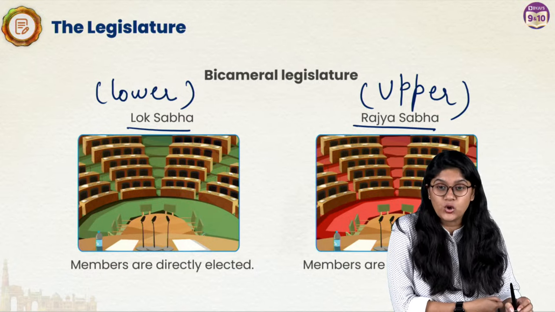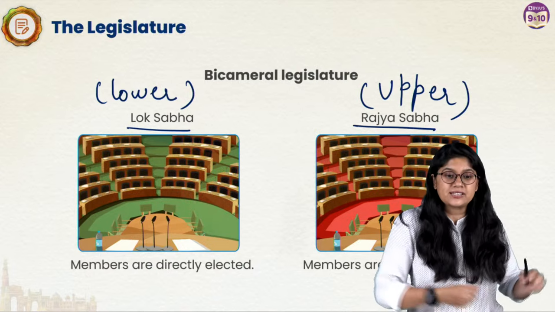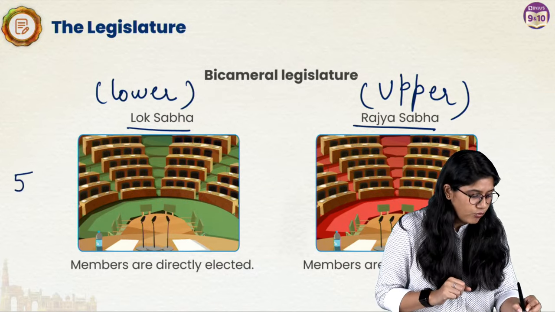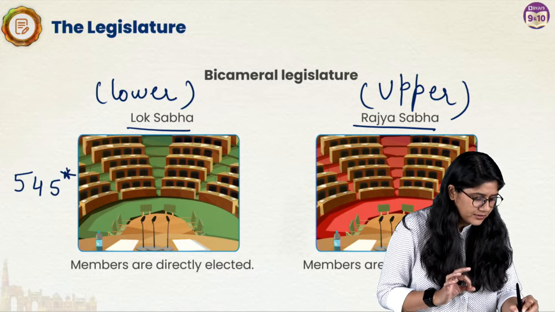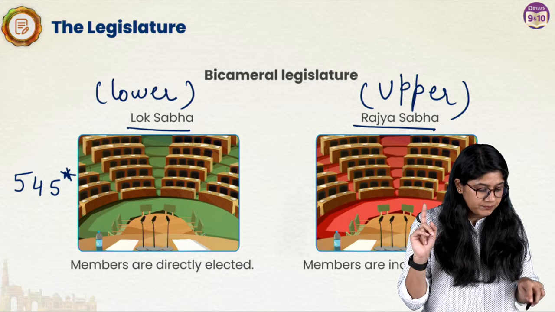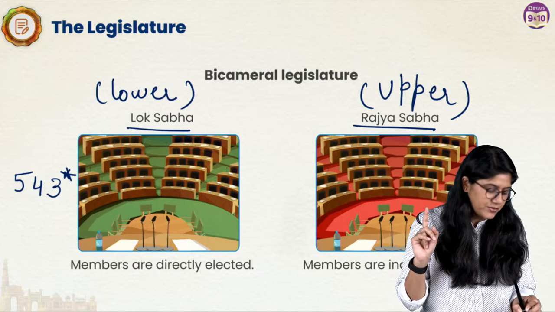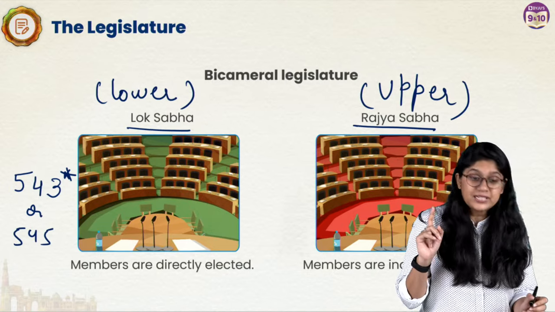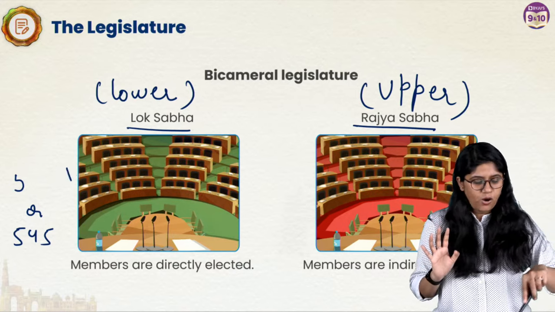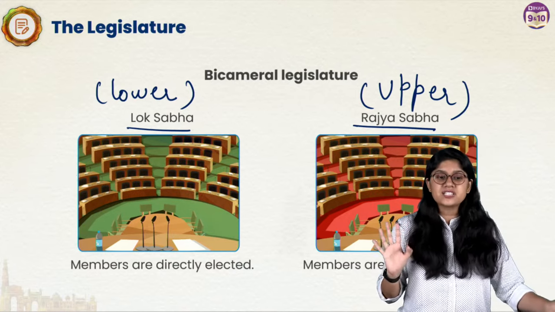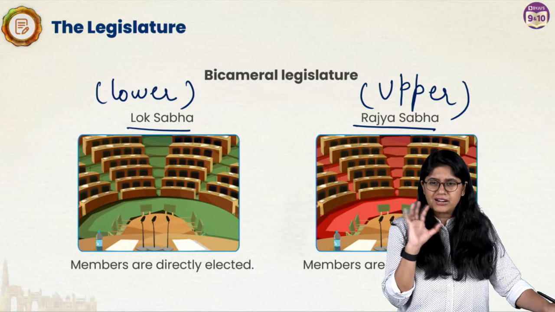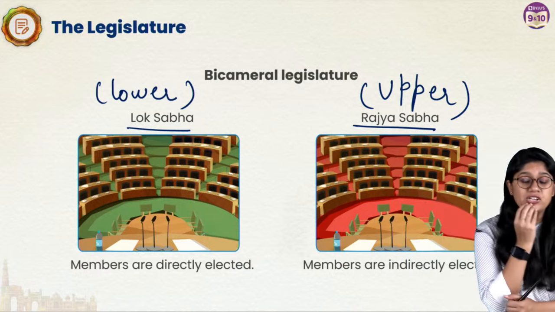How many members do we have in Lok Sabha? Everyone, quickly say. 545 approximately. The number keeps varying, but this is the number. 545 or 543. That's the number we have, a rough odd number. And in Rajya Sabha, we have approximately 245. That's roughly. Numbers definitely keep on changing.